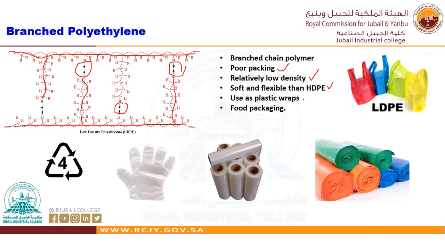They are used in applications where flexibility is required, like plastic wraps and food packaging. You see, all these applications require flexibility. For example, the hand gloves that we use these days during this COVID time are also made from branched polyethylene, which is low density polyethylene, and the recycle code is 4. So basically, the difference between high density and low density is in terms of branching. The more branches you have, the higher the volume and the lower the density.